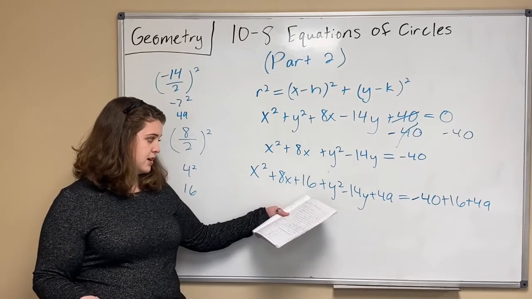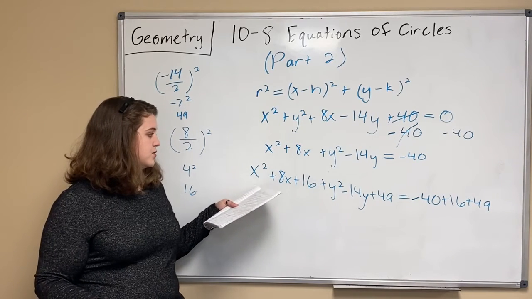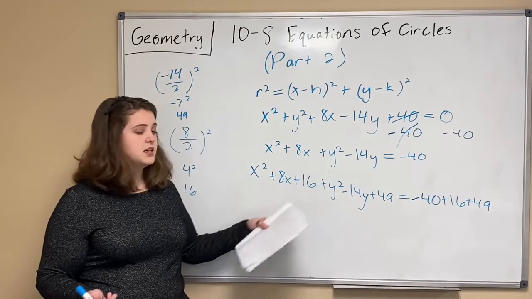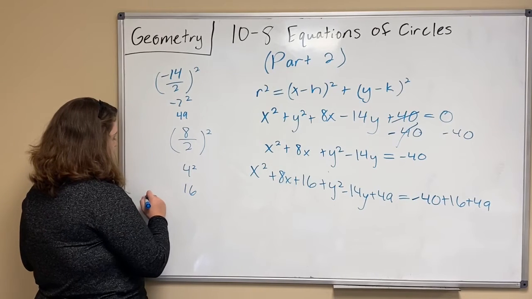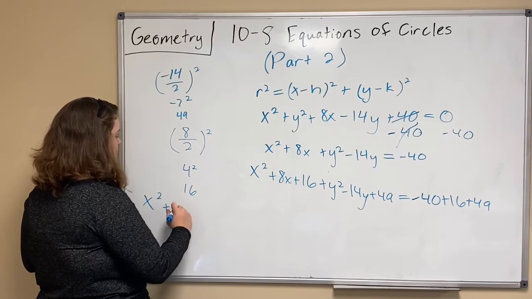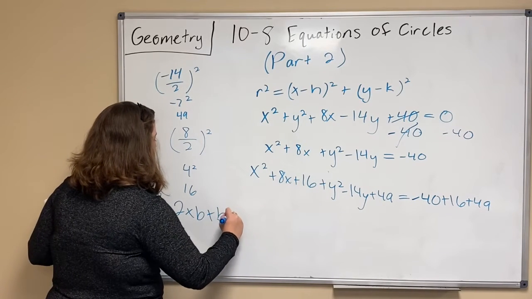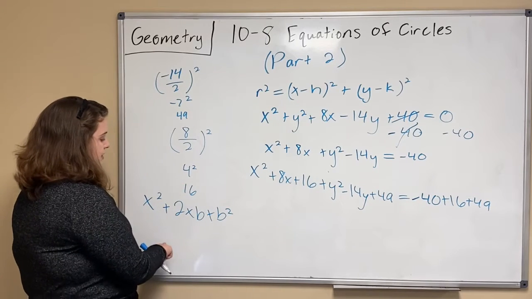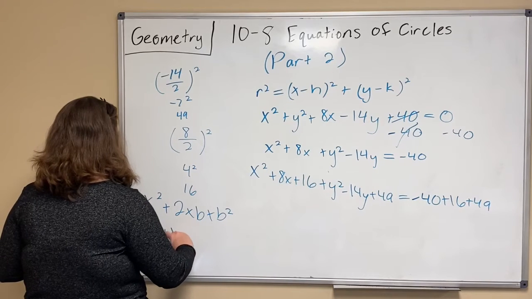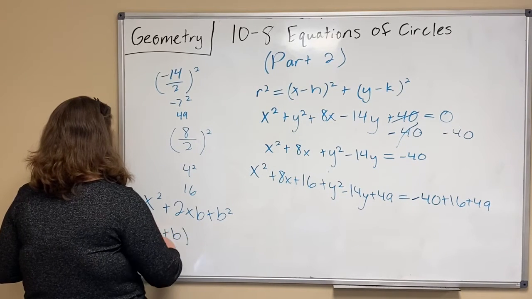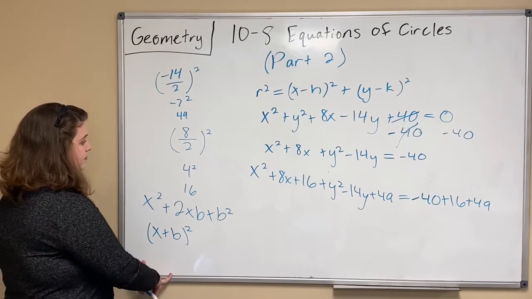Now the reason I completed the square on this side is because now I know that x squared plus 8x plus 16 fits the form that we learned in Algebra 1, which is when I have x squared plus 2 times x times b plus b squared, I can rewrite that as x plus b squared. This is a factoring rule we learned way back in Algebra 1.